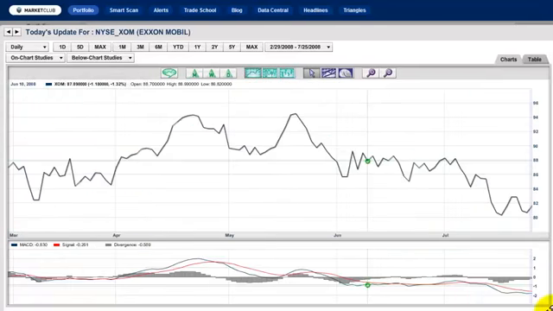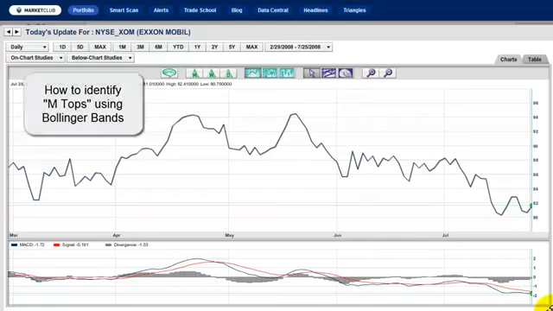Okay, we've learned how to spot W bottoms using the Bollinger Bands. Now let's take a look at spotting M tops using Bollinger Bands. Now, M tops and W bottoms were discovered by Arthur Merrill in his Behavior of Prices on Wall Street. These are 16 patterns he developed, but the Bollinger Bands help you identify them even further and make you more comfortable in trading that pattern.